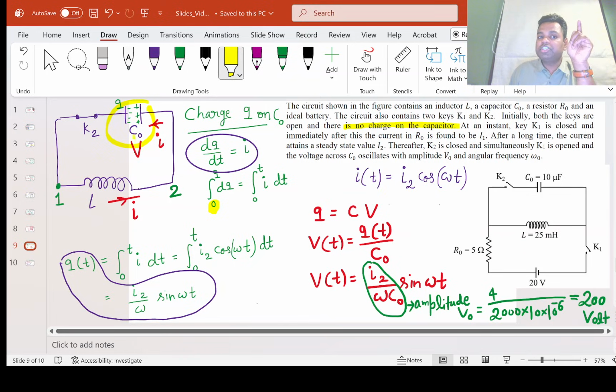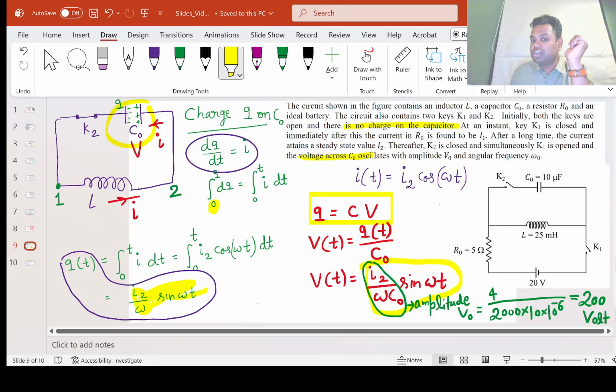And now the voltage across the plates, this is the formula for the relation between the voltage across the capacitor plates and the charge on the plates, right? Q equal to CV. So the voltage across the plates of the capacitor is Q by C naught, and we have Q here, I2 by omega sine omega t. So you divide it by C naught, we get this function here, and that is the voltage fluctuation across the plates of the capacitor, right?